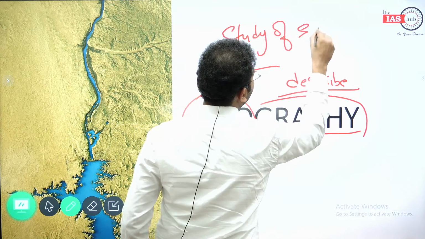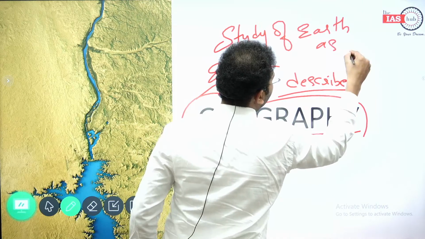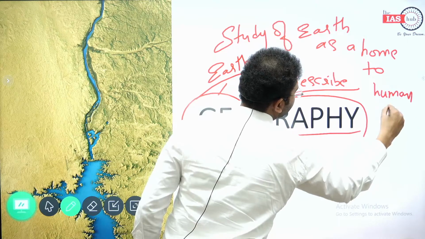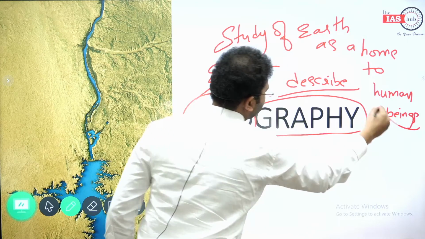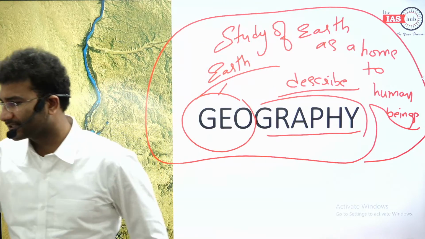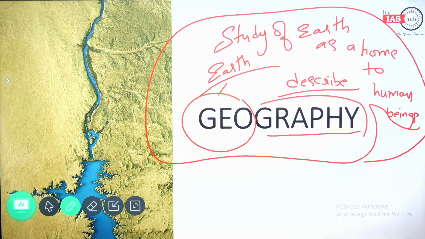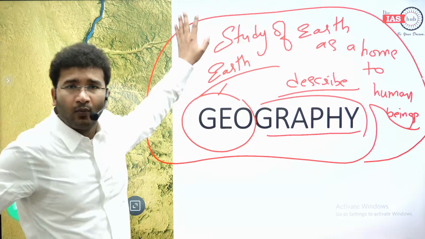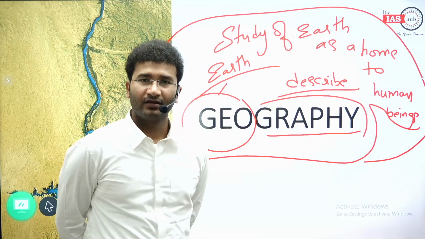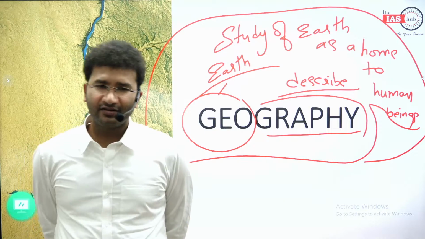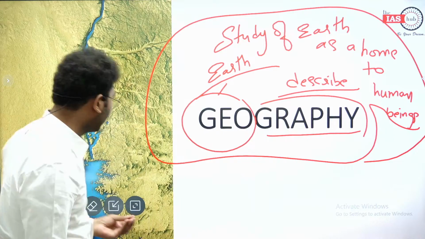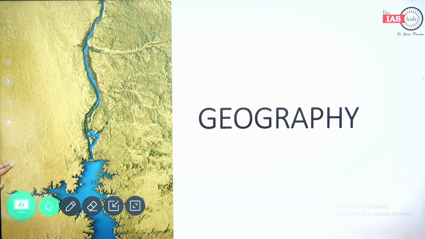See, the approach to geography should be, it is the study of earth as a home to human beings. Now this is geography. Okay. I'll come back to the definitional aspects again after some time. In the meanwhile, try to understand why it is being defined as study of earth as a home to human beings. I'll try to explain both the definitions, and I'll also tell you where you have to draw the boundaries.